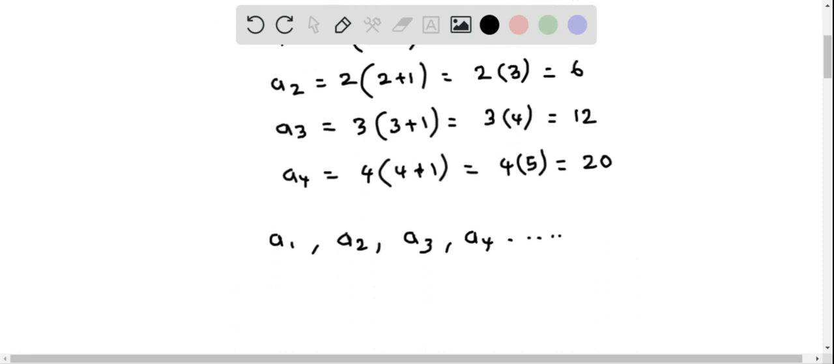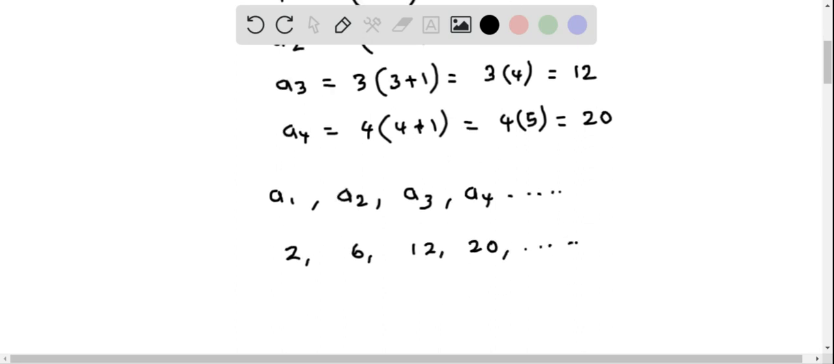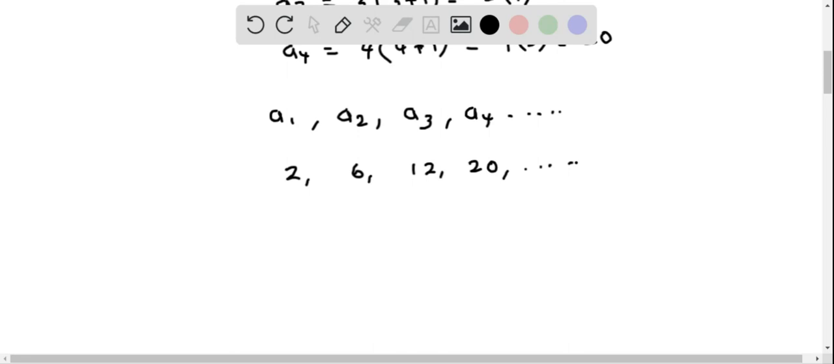So a1 and a2 is 6, I'm sorry, 2 and 6. I put 2, 6, and a3 is 12, and a4 is 20, and it just continues. Let's see the pattern over here. Considering the first term a1 equal to 2, the next term, that is the second term, is obtained by adding 4 with the previous term. And the third term, this is 12, is obtained by adding 6 with the previous term. And the fourth term, that is 20, is obtained by adding 8 with the previous term. That is 12 plus 8 gives 20.